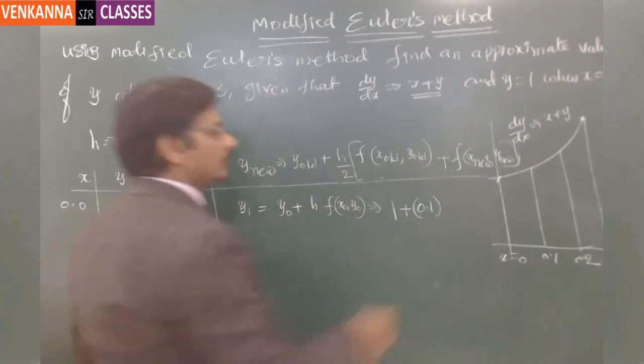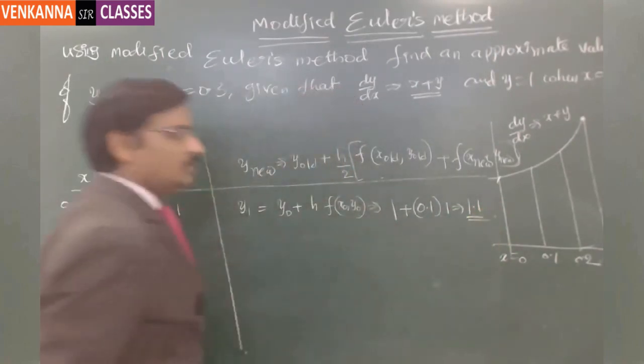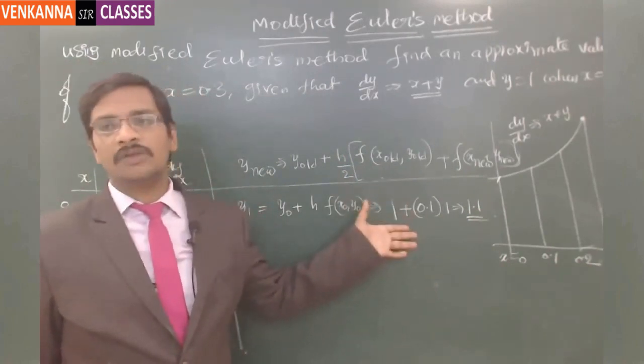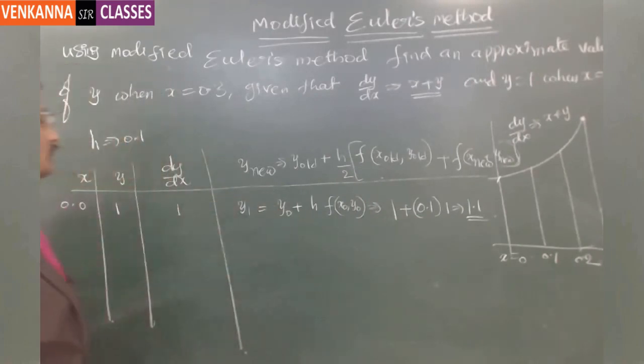This is again 1 here. So this is going to be 1.1. This is actually the same value as when we calculated with Euler's method or even the modified Euler's method. The first line is going to be the same, but the second line is going to change.